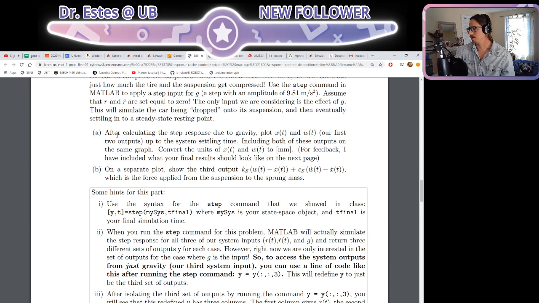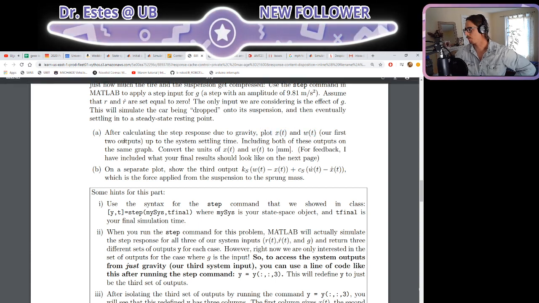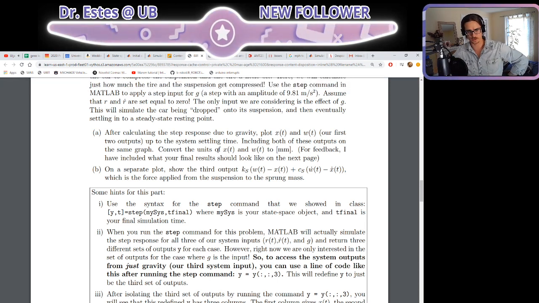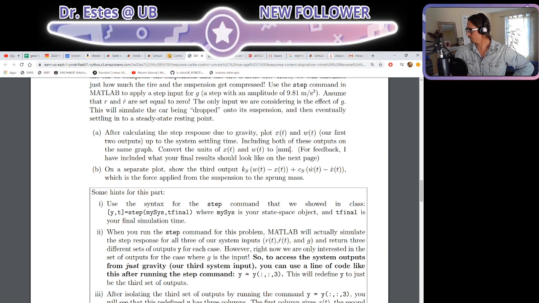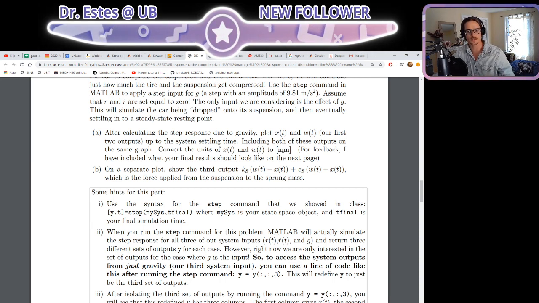And what I want you to plot is X of t and W of t. So those are our first 2 outputs. That's the motion of the sprung mass and the motion of the wheel hub. Because they're not going to move a lot, I want you to convert these units to millimeters. In the equations of motion, the units are in meters, so you'll have to do a conversion to change it to millimeters.